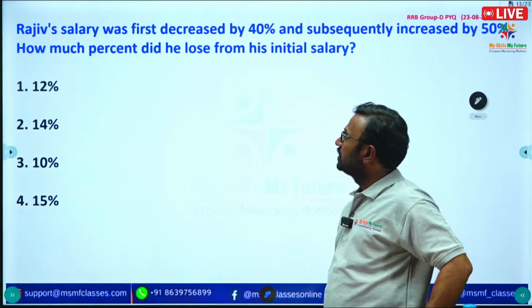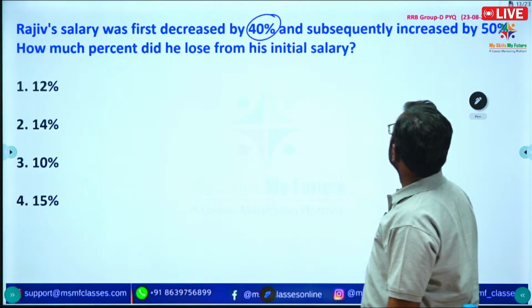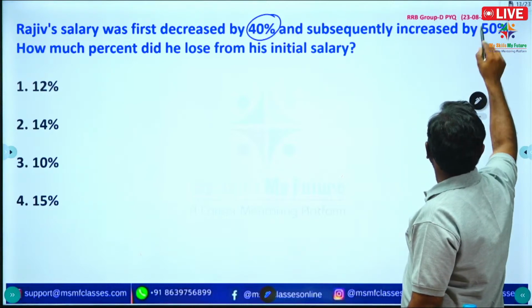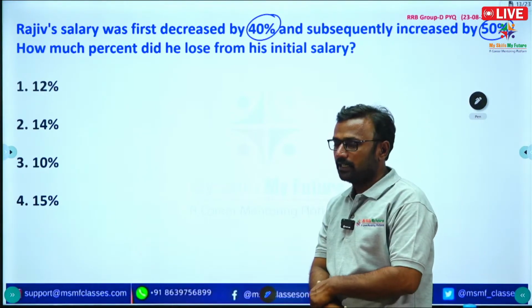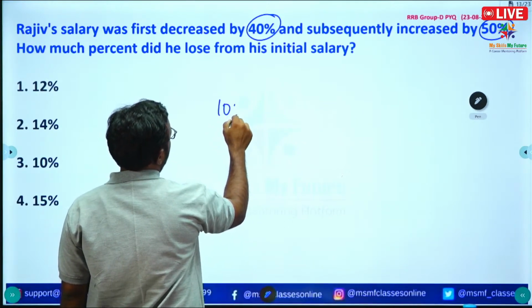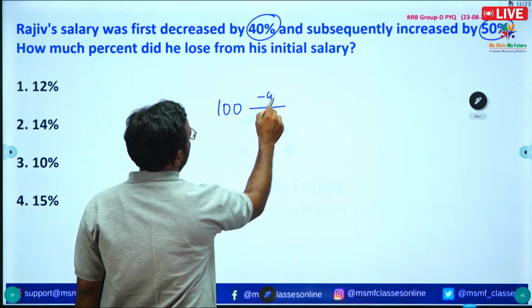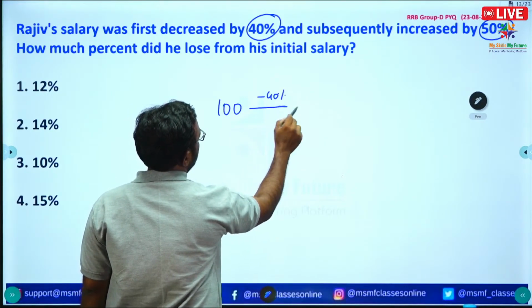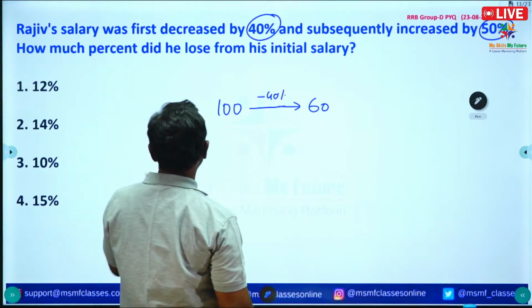See the question here. Rajiv's salary was first decreased by 40% and subsequently increased by 50%. How much percent did he lose from the initial salary? So let us take Raju's salary as 100. First it is decreased by 40%, so the salary goes down to 60. Then it is increased by 50%.